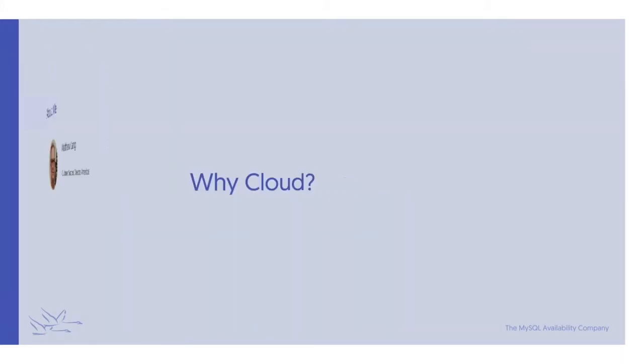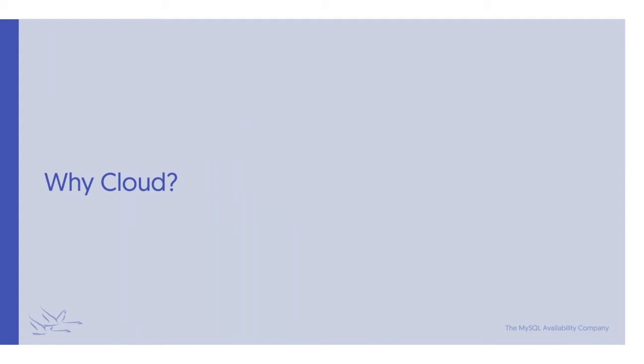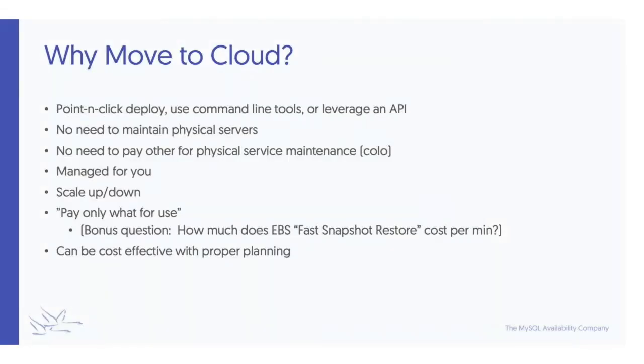So this is probably a review, but let's just make sure. Why cloud, right? Why should we move our workloads to the cloud? Well, there are some really great advantages, right? So we can deploy just basically point and click and have our workload move to the cloud. We can use command line tools to provision instances and resources, or we can use an API. And using an API allows us to use various orchestration tools and automation tools.